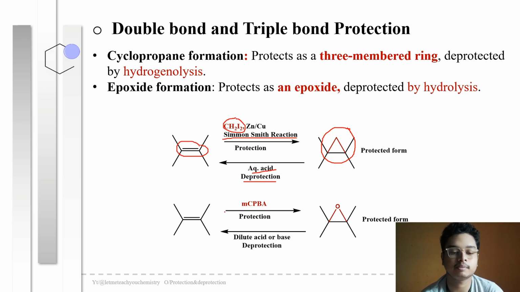Also, we can do the epoxidation pathway. MCPBA is used for the epoxidation, and by epoxidation we are actually protecting this double bond. To deprotect, we simply add dilute acid or base to get our desired compound back.